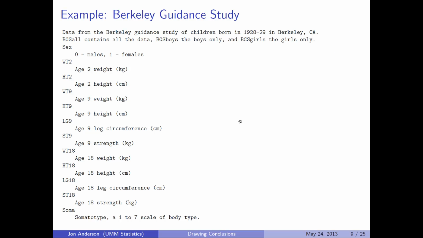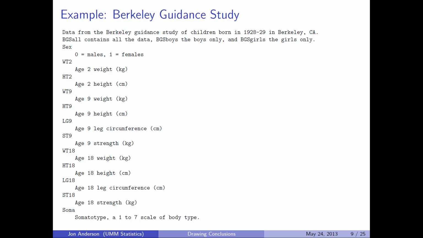We're going to take a look at a new data set, the Berkeley Guidance Study. There's been a study in Berkeley, California, where boys and girls have been measured throughout their lifespans, and we have information about their weight at age 2 in kilograms, their height at age 2 in centimeters, both height and weight at age 9, height at age 18 in centimeters. We have some other information too, like the leg circumference in centimeters, their strength at age 9, their leg circumference at age 18, and so forth.